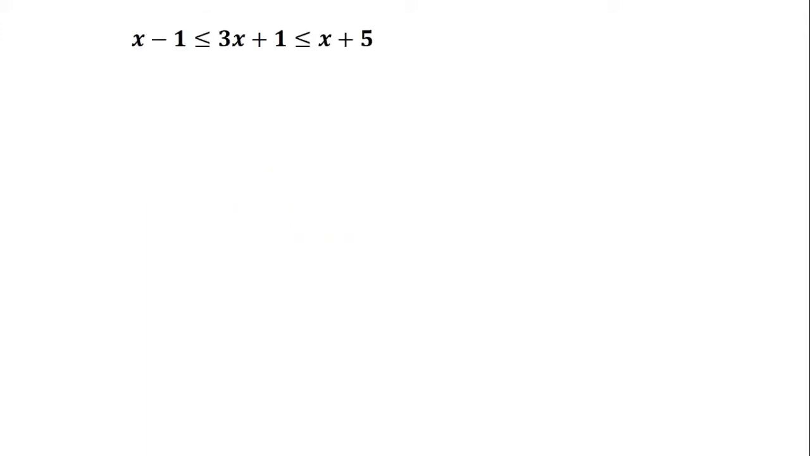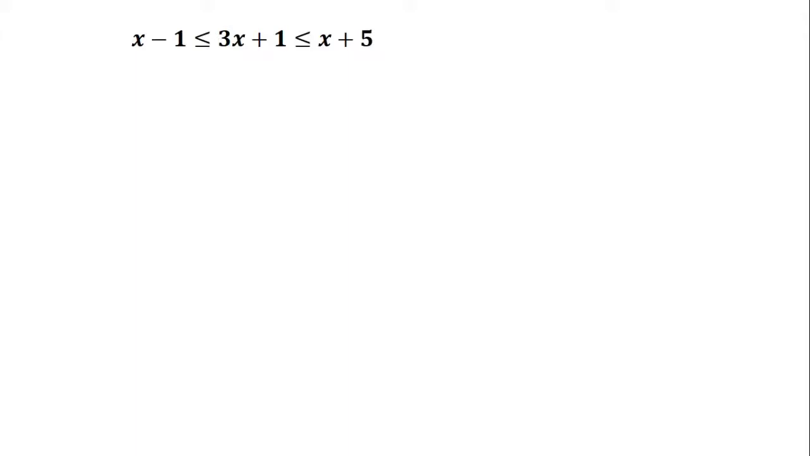We are still on the topic linear inequalities. In the previous video, we saw how to solve the fifth type of linear inequalities and we took an example on it. In this video, we are going to consider another example. So let's look at the example we will be considering in this video. We have x minus 1 is less than or equal to 3x plus 1 is less than or equal to x plus 5. Just as we did in the previous video, in this video too, we are going to break this inequality into two parts.